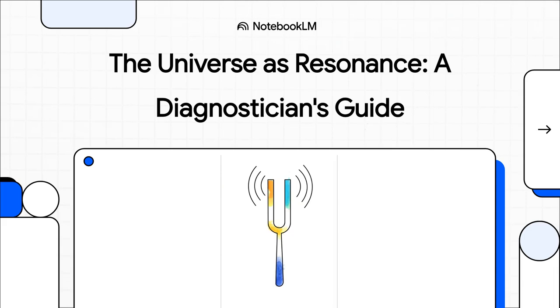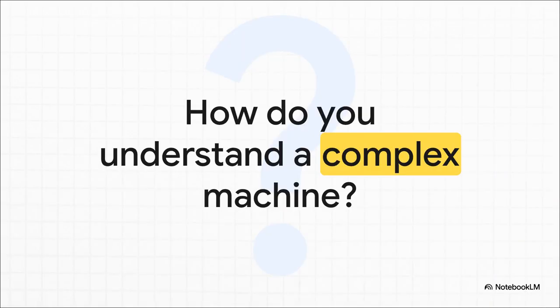All right, let's just jump right in. We're going to look at the universe today, but through a totally different lens. Forget about a bunch of separate parts. Think of it as one single, dynamic, and, well, resonant process. To get us started, I want you to think about something.